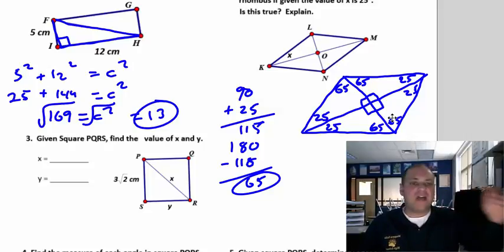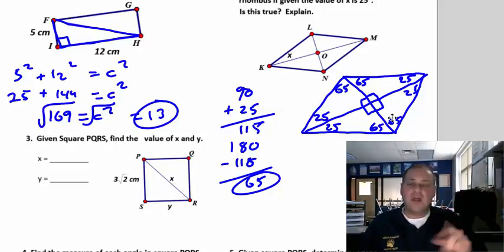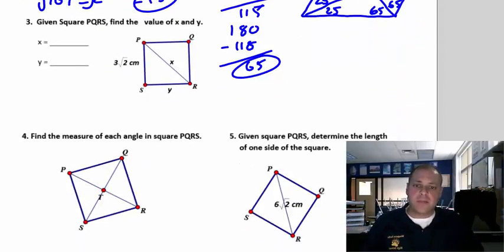So I am able to find every single angle. If I know just one angle, I'm able to find all the rest. And you would just have to put that in your own words if you had to explain it.